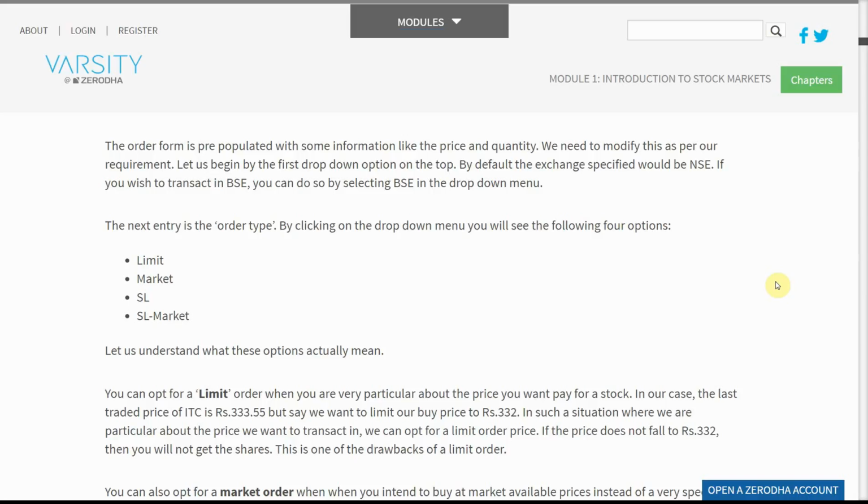Let us begin with the first drop-down option on the top. By default, the exchange specified would be NSE. If you wish to transact in BSE, you can do so by selecting BSE in the drop-down menu. The next entry is the order type. By clicking on the drop-down menu, you will see the following 4 options: Limit, Market, SL, and SL-Market. Let us understand what these options actually mean.